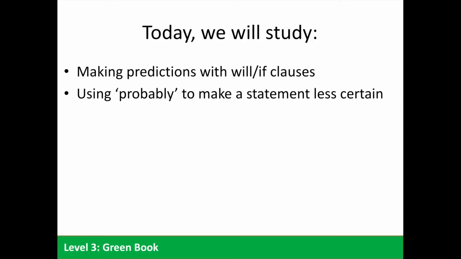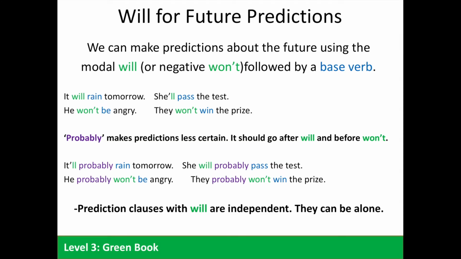So in this lesson, we're going to talk about making predictions with will and if clauses, using probably to make a statement less certain. We can make predictions about the future using the modal will or the negative form won't, followed by a base verb. For example, it will rain tomorrow. She'll pass the test. He won't be angry. They won't win the prize.